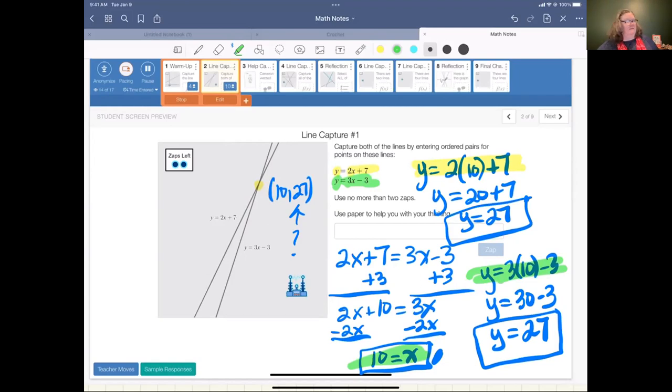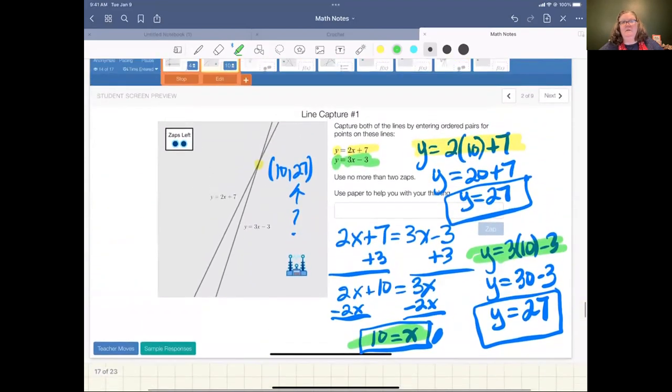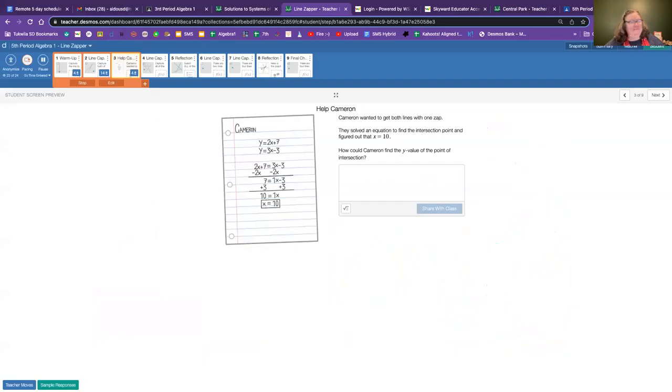Slide 3 of this has us looking at a student who's done some work. Oops, let me switch screens again. You can see that Cameron did what I did. He took the two equations and said, since they're both equal to y, I can make them equal to each other and I can find the x. I'd like you to take what you just saw me do and answer the question, how could Cameron find the y value of the point of intersection? How could he find the y?